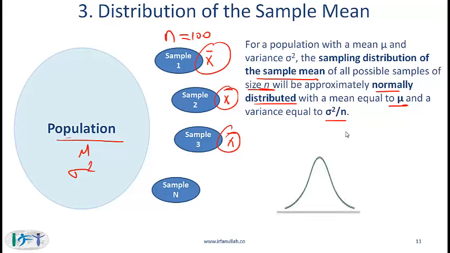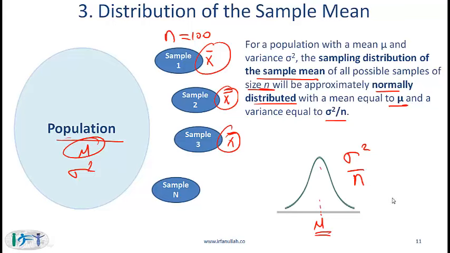So there are 3 core statements being made. The first one is that the distribution of x bar, or the distribution of the sample mean, is going to be normal. The second point is that the mean is mu, which is essentially the mean of the population, and the variance of this distribution is sigma squared over n. Hopefully it is fairly obvious that the mean of this distribution is mu because you are drawing these samples from the population. So the expected value of x bar, or the sample mean, should be the population mean.